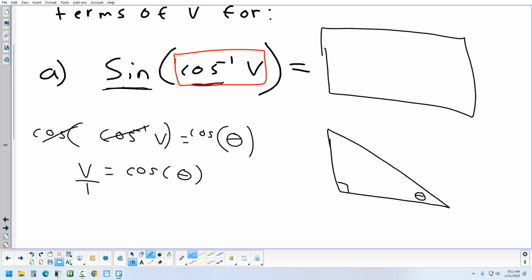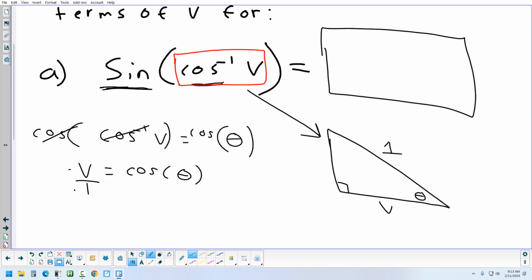And now they've given me the cosine. If you know the cosine of an angle, what two sides have they really told you some information about? The adjacent and the hypotenuse. So we know the adjacent is how long? V, and the hypotenuse? 1. Okay. So what we've just done there is we've converted this red box into an image. That picture represents exactly what's happening in that red box.